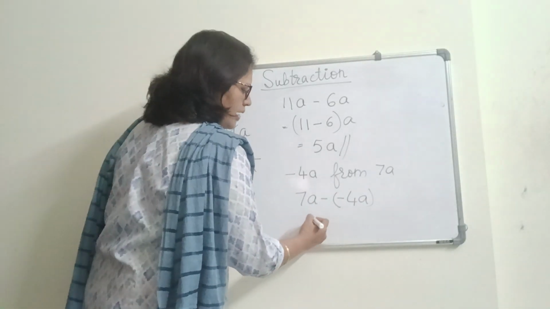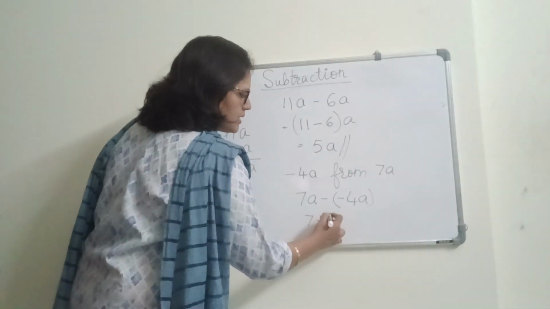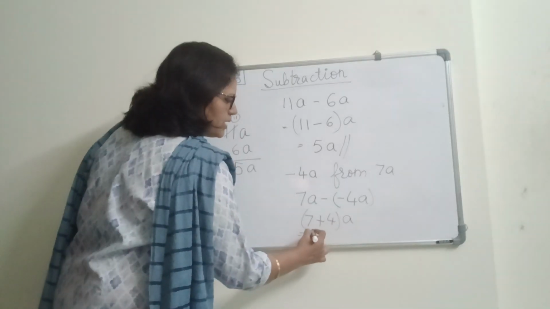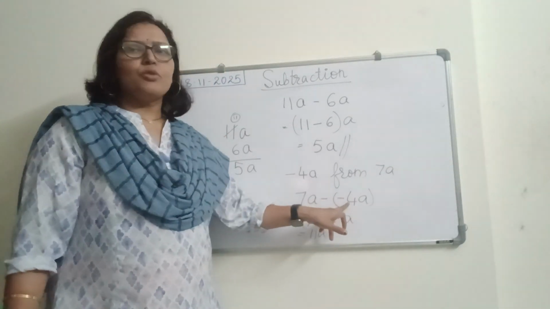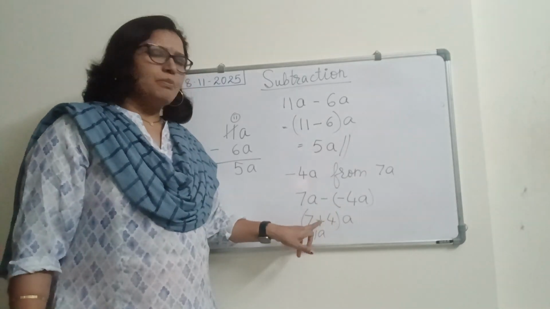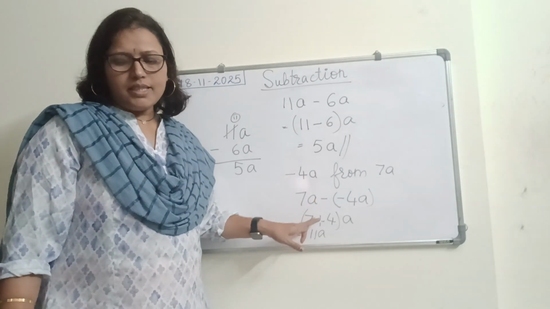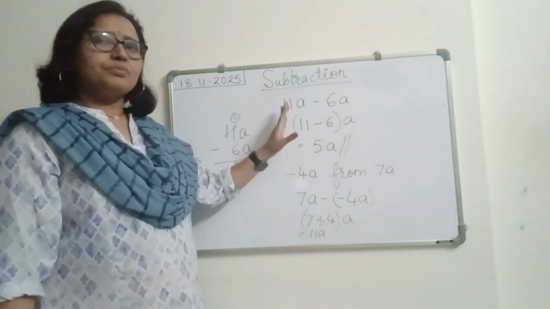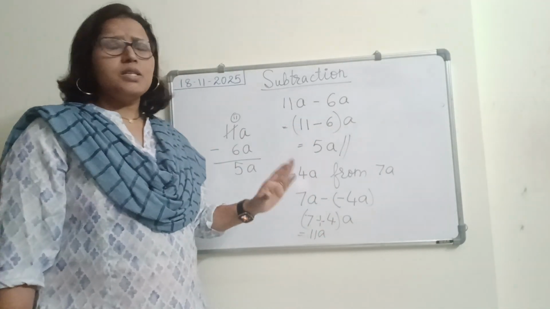Now again take 7 minus minus 4, that is 7 plus 4, and a outside. So 7 plus 4 is 11a. Don't make the mistake of doing 7 minus 4, because here is a minus sign and here also a minus sign. So minus times minus gives plus. So it is 11a. This is the answer you get when you do the subtraction. When very few terms are there, you can easily do the subtraction.